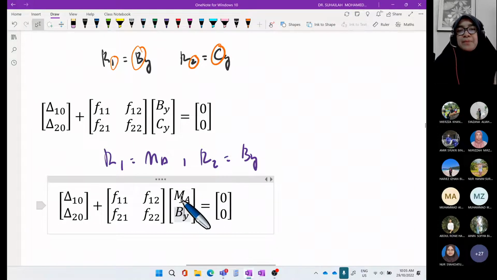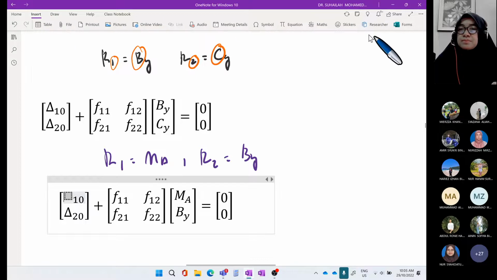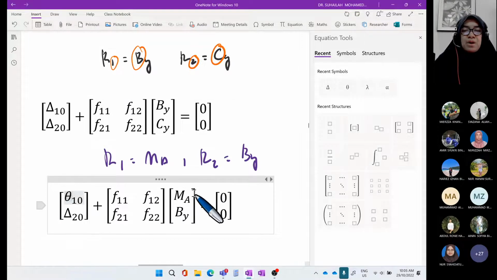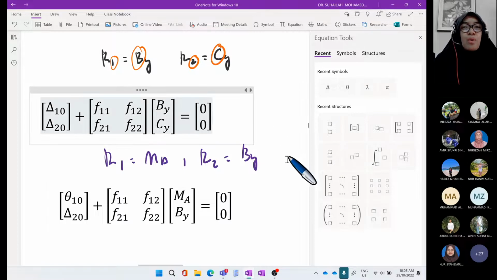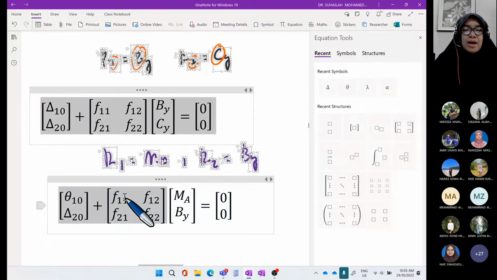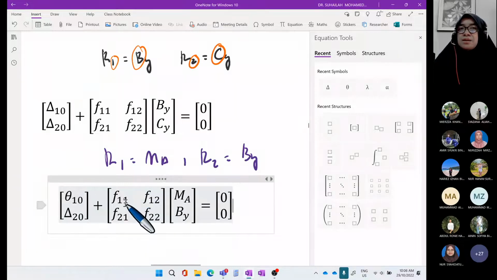So when MA is the redundant, the delta we should change to what? Because MA is redundant number 1, change to moment induced rotation. So it should be theta 1 knot, not delta 1 knot, when MA is the redundant. In this case, F11 and F12 are actually the rotation as well.